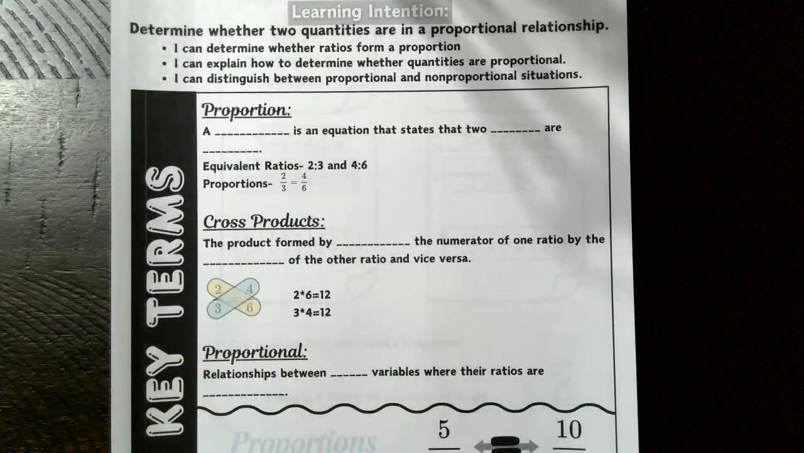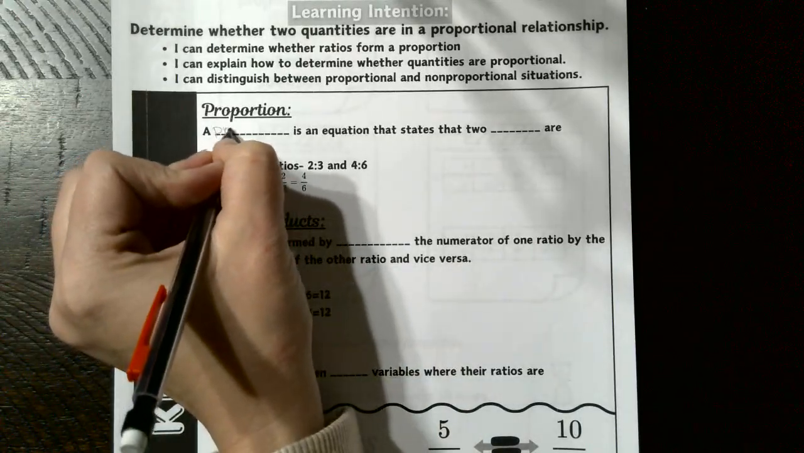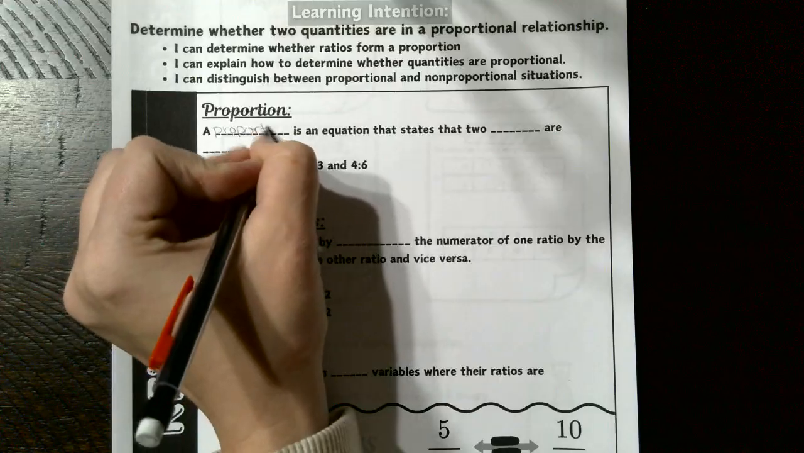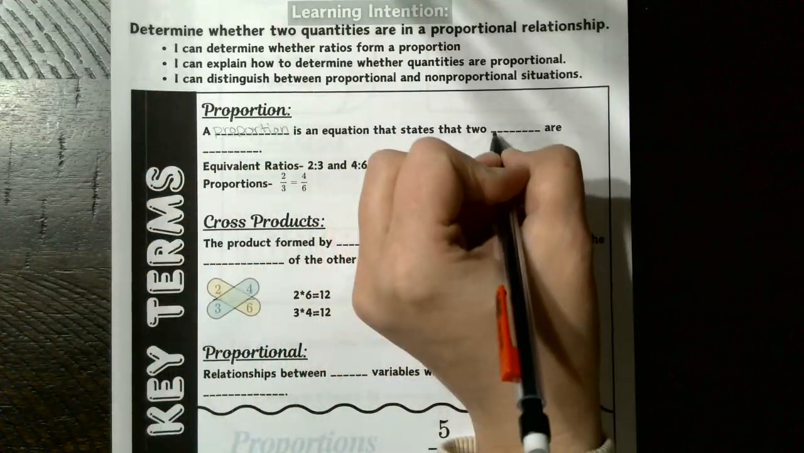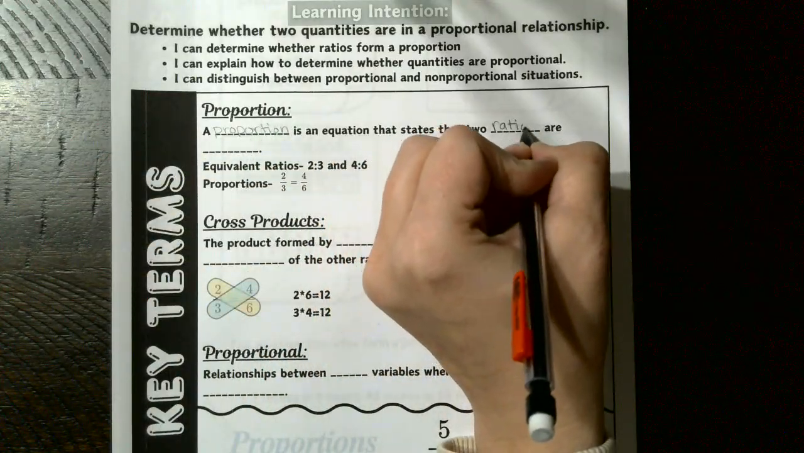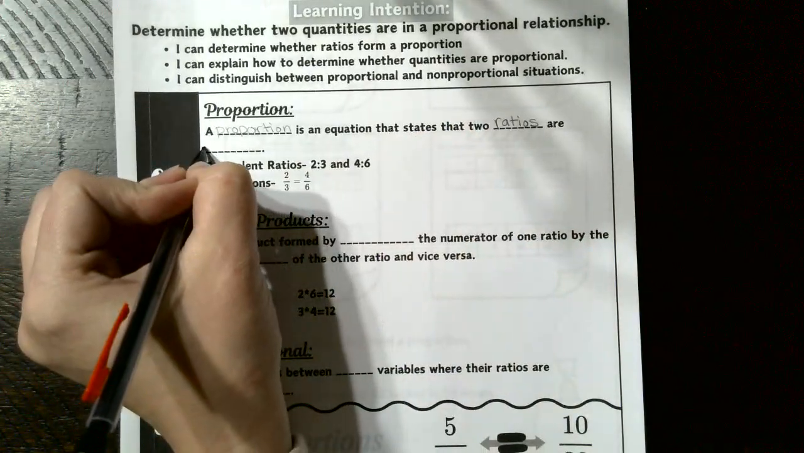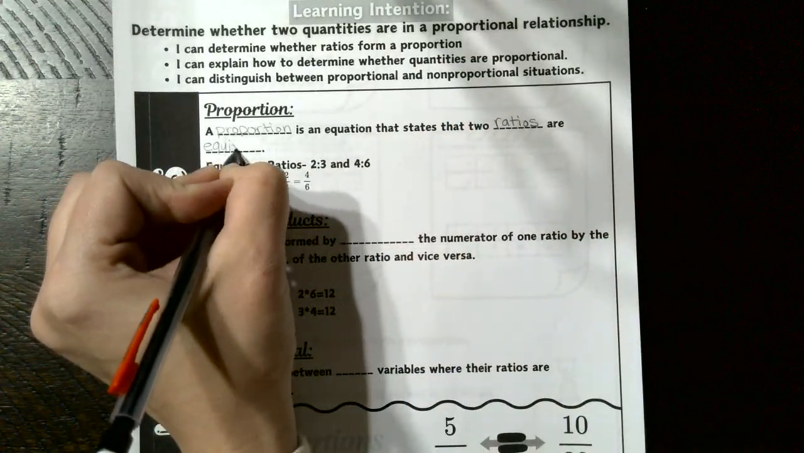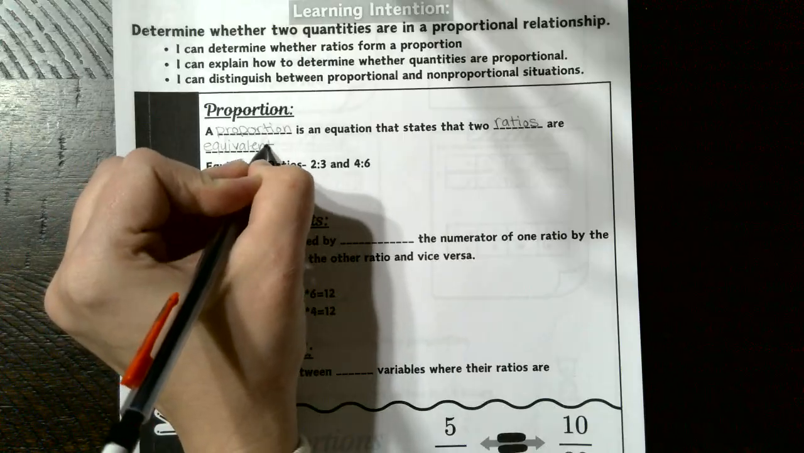This first one is proportion. So a proportion is an equation that states that two ratios are equivalent. We are very familiar with this word at this point.